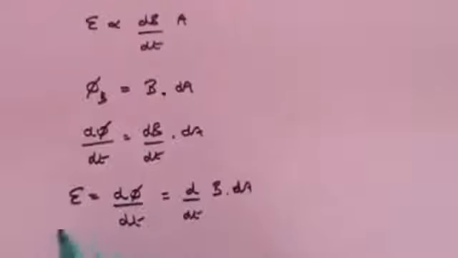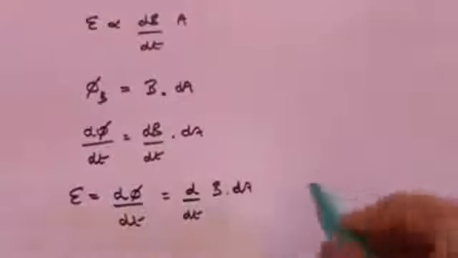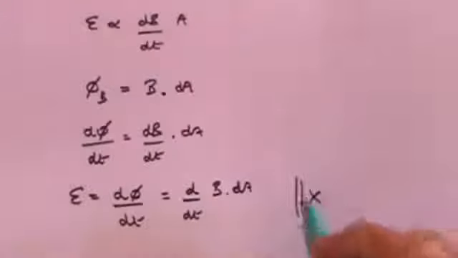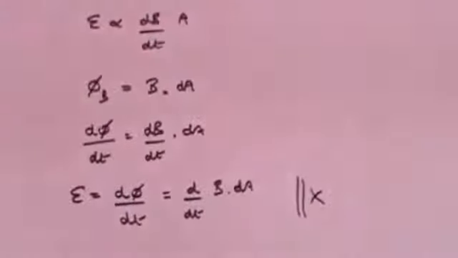So what this is telling us is that the EMF, the electromotive force, is equal to the rate of change of flux, which is itself equal to the rate of change of B dot dA. We'll park that formula. We will need to come back to it, but we'll park it. We're not yet at the third law.